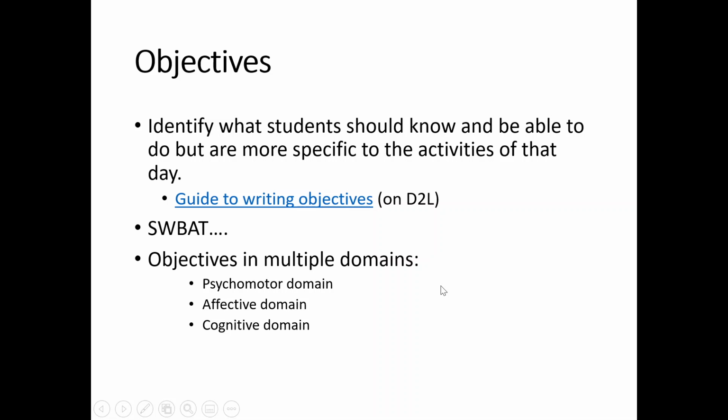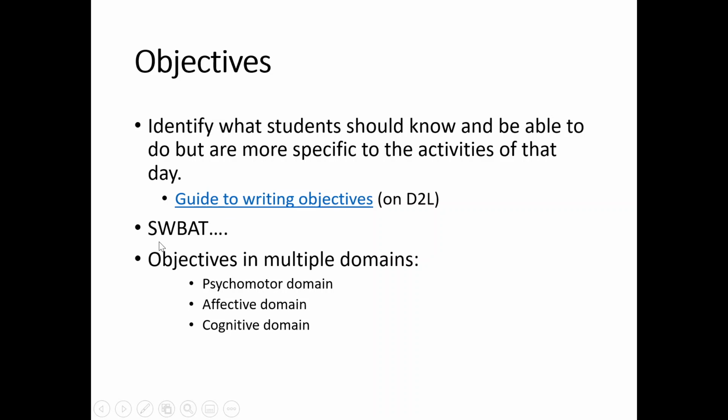So now we were going to practice if we were all in class together, but I want you doing this on your own, and you can submit it online for participation points. So anytime I have a group activity going on, take notes, type it up into a Word document, and you can submit it for participation points. So objectives, we're going to practice writing these. Identify what students should know and be able to do, but are more specific to the activities of that day. So refer to the guide for writing objectives that I showed you earlier. It's up on D2L. Read that especially if you haven't watched the other lesson plan video.